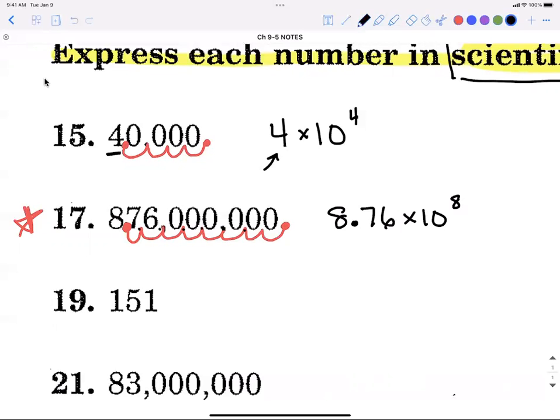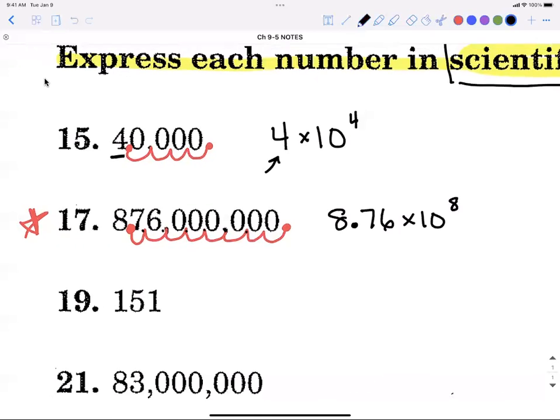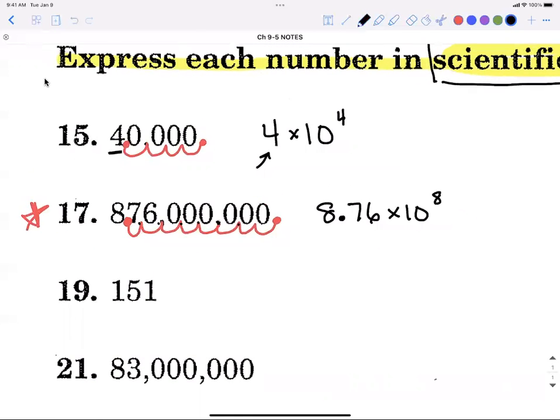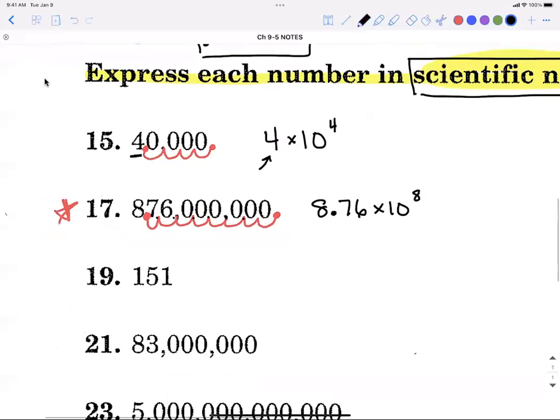Gage? Okay. Not yet. And we're going to go to the negative one next.